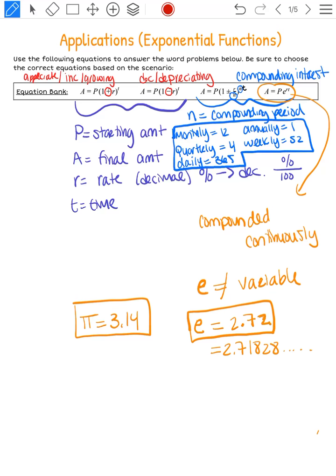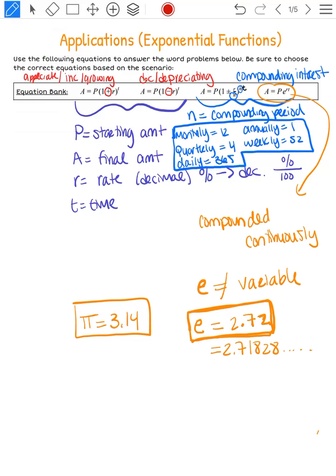So like in geometry where you had formulas like pi r squared and 2 pi r, pi again isn't a variable, it's already assigned a value 3.14. E is not a variable, it's already assigned a value 2.72. And ideally you have a calculator that has the E button on it. If not, you could approximate by just using 2.72 where you see an E.